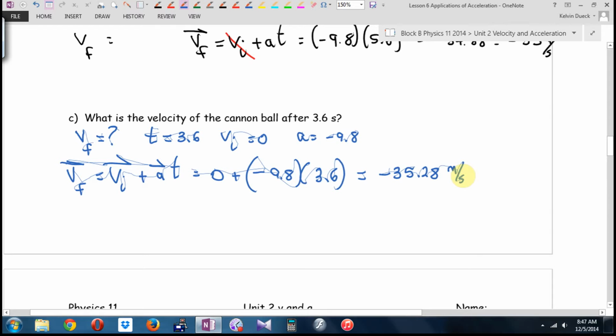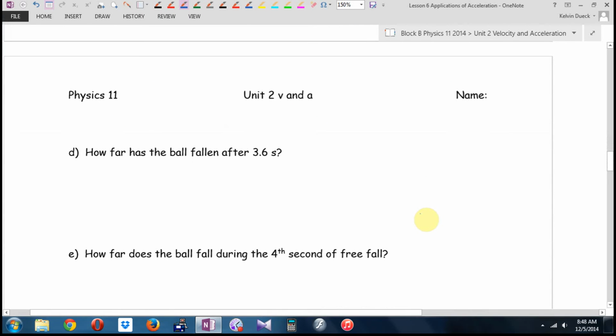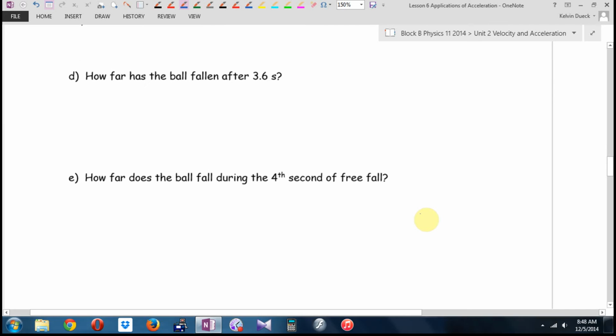By the way, technically, though, how many sig figs should I go to? 3.6. How many sig figs? Okay, so technically I would say negative 35 meters per second. So we can certainly, if we drop something, figure out how fast it's traveling. What else? Turn the page. Oh, I can ask you how far it's fallen after 3.6 seconds.